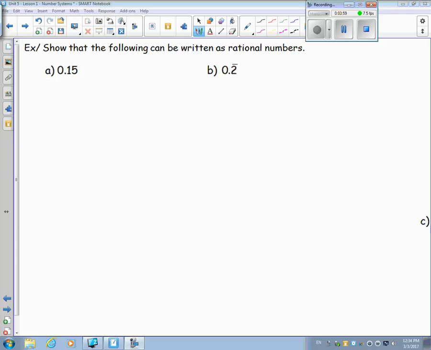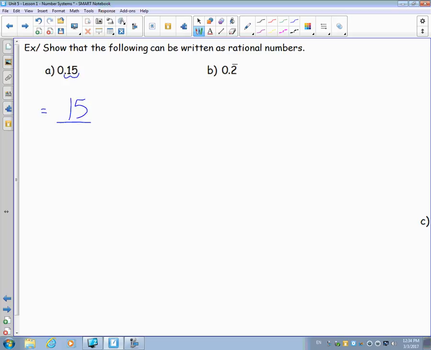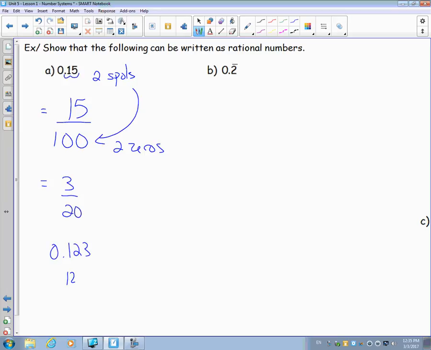Okay, let's look at some further rational numbers. How do we write these things as fractions? Well, any terminating decimal we can write as a fraction by simply moving our decimal point over. I want to move this over here, so it's 15. And I can do that by putting some zeros on the bottom. 2 spots, 2 zeros. Okay, I end up with 15/100. If I reduce that, divide them both by 5, I can write that as 3/20. And that's true for any terminating decimal. If I have the terminating decimal 0.123, I move it over 3 spots, I add 3 zeros, I got a fraction, a rational number.